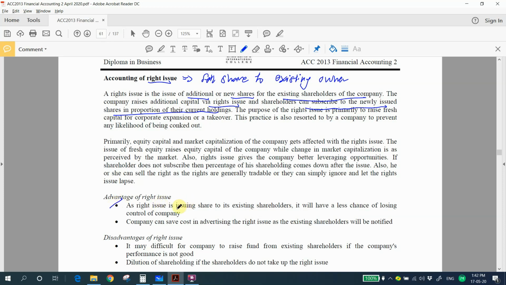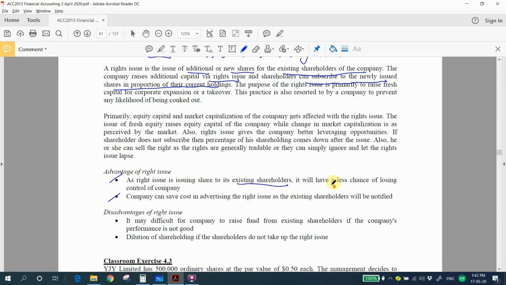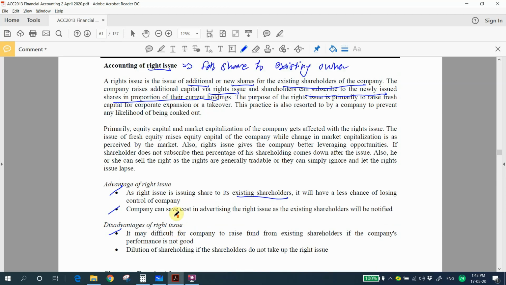As rights issues is issuing shares to its existing shareholders, there is less chance of losing control of the company. Next, the company can save costs in advertising the rights issues as the existing shareholders will be notified. The disadvantages of rights issues: it may be difficult for the company to raise funds from existing shareholders if the company's performance is not good. Let's say you invest in one company and the company wants you to buy the shares again. If you know that the company is not performing well, you may not take the rights issues, right?